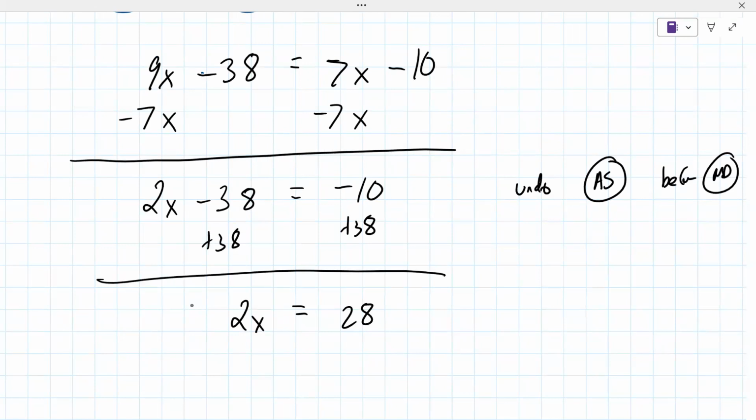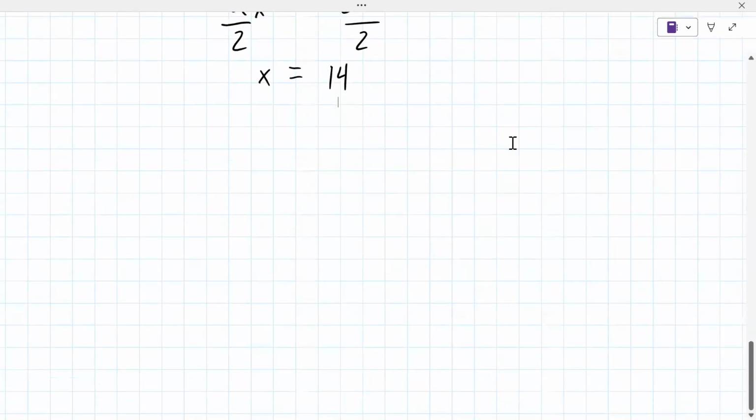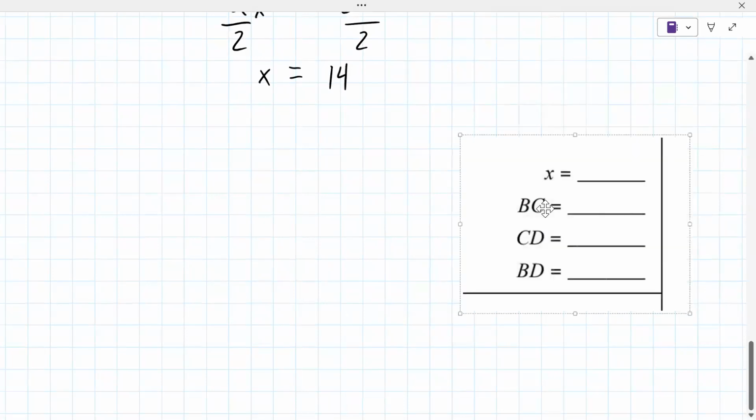Okay, and what's the last step here to solve for x? You divide by two. Good. So give me the value of x. 14. Right. So very good. So that's the first thing that you have to find here. So we feel really good about that. Check.